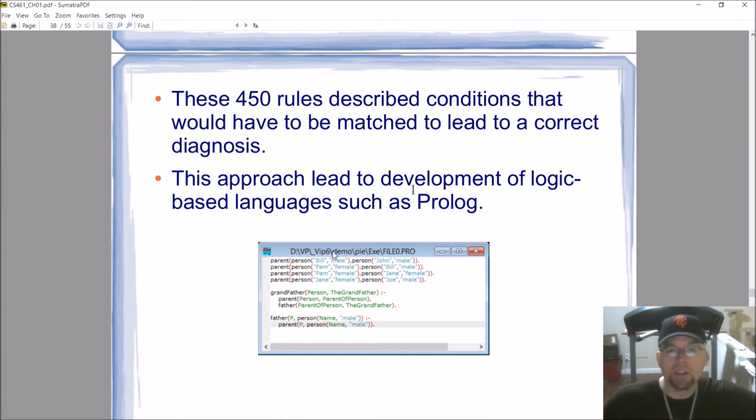Anyway, this approach led to the development of logic-based languages such as Prolog, another language which you'll get some exposure to. It's not a class in Prolog. I'm going to give you some tutorials and a couple of really quick, really brief assignments that use Prolog, just so you can get your feet wet with it, just so you can get a taste for it. So it won't be anything that you can't handle.